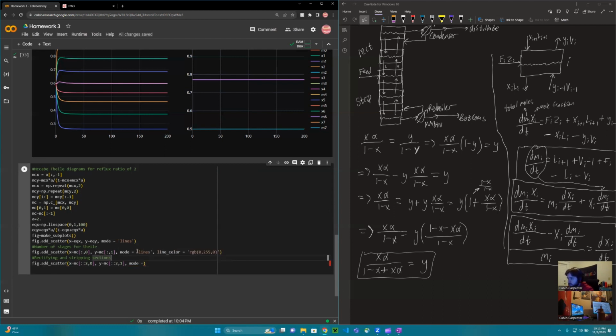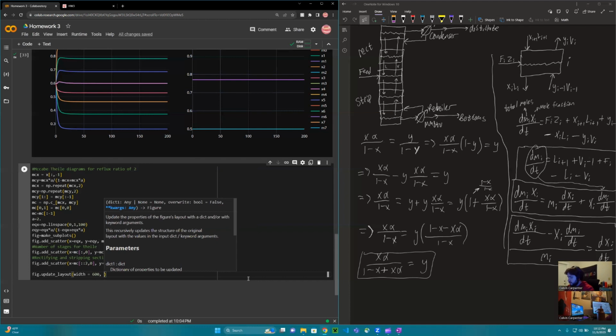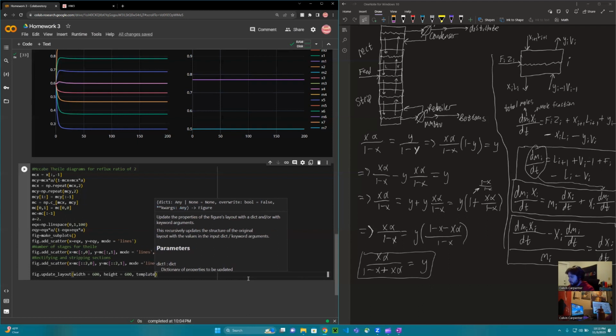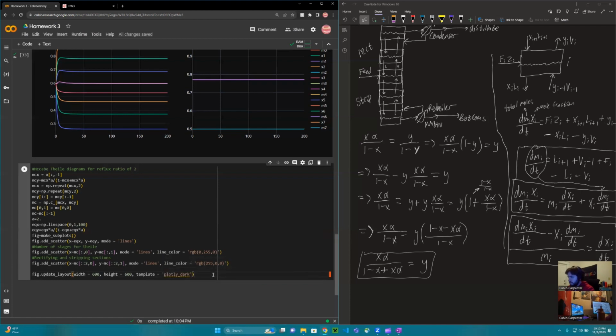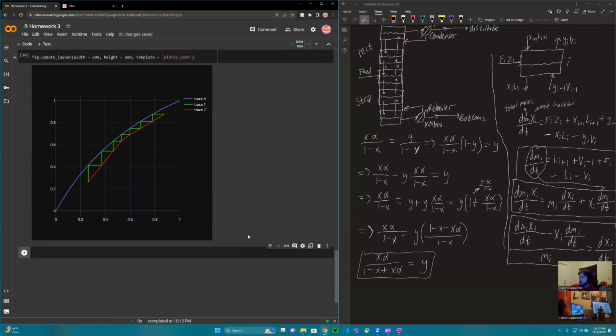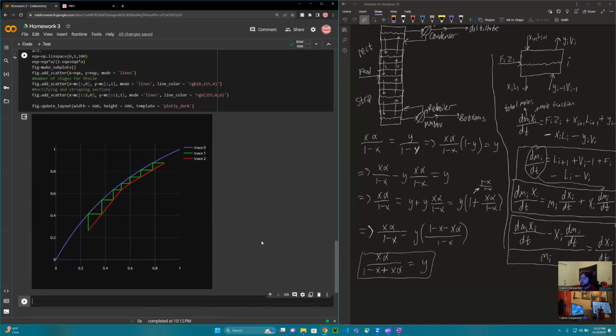Gonna copy and paste this. Mode is equal to lines, line color equals RGB 255, comma 0, comma 0. Fig dot update_layout. Height 600, template. Okay, so this looks pretty right.